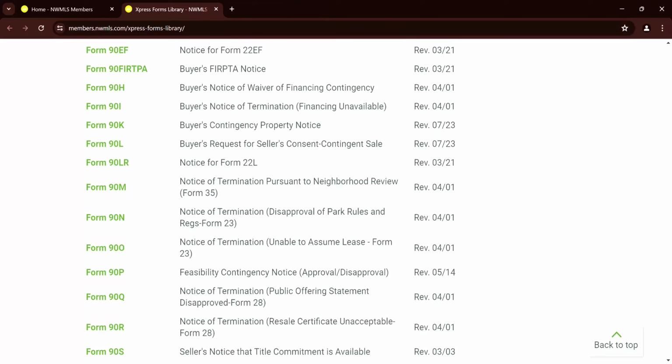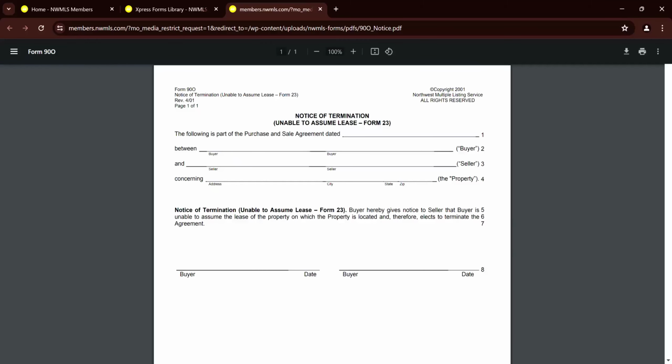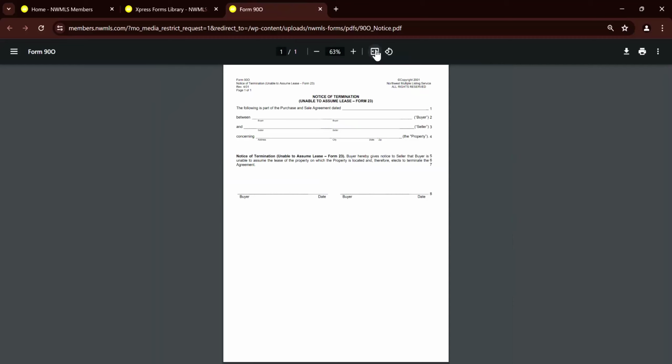90O, notice of termination, unable to assume a lease, Form 23. So in the event that buyer cannot assume the lease, then you would use this to terminate. And this is also for the manufactured home.